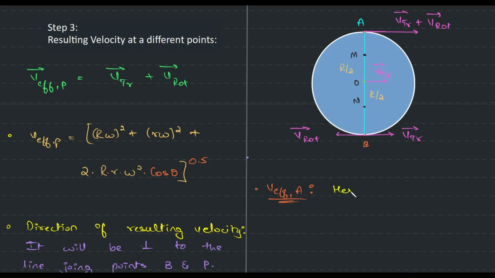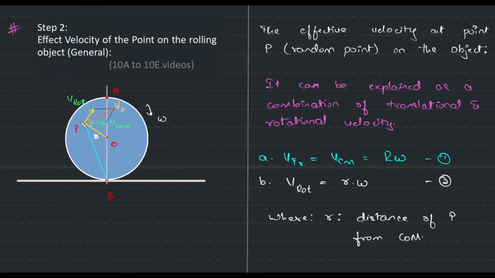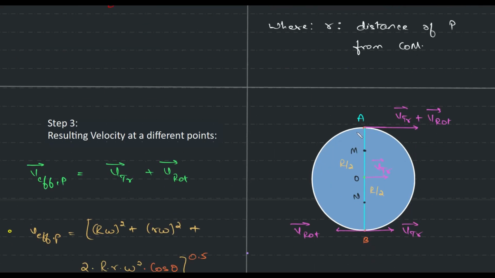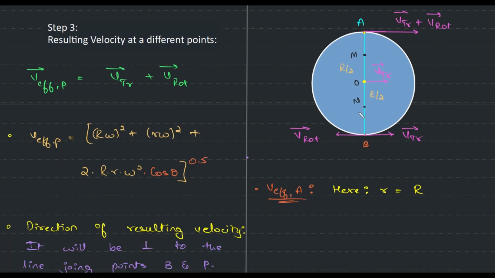So here, the small r is capital R, right? Small r is the distance from the center to the point P. In this case, remember point P is a random point. Point P is shifted to point A. So the distance from point A to O is r, the radius, right? And then we have theta.